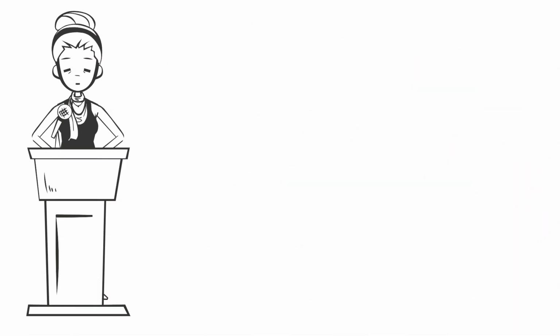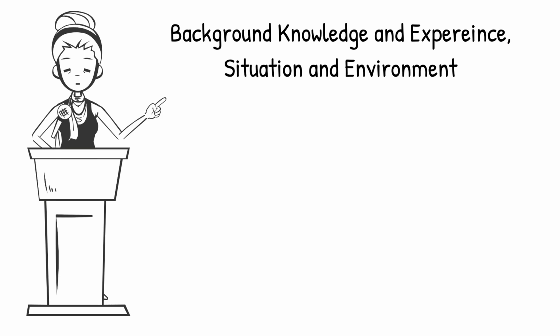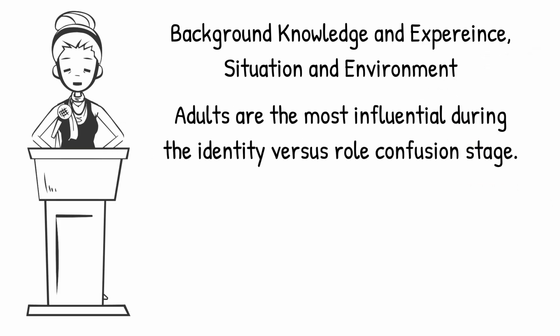Teaching strategies that are governed by the pupil's background knowledge and experience, situation, and environment will drive your pedagogical decisions. For example, using Erikson's theory and adolescent learner characteristics as our framework, we know that adults are the most influential people during the identity versus role confusion stage. Each of us at some point in our development looked up to a role model. I am certain you can recall one or two from your past.